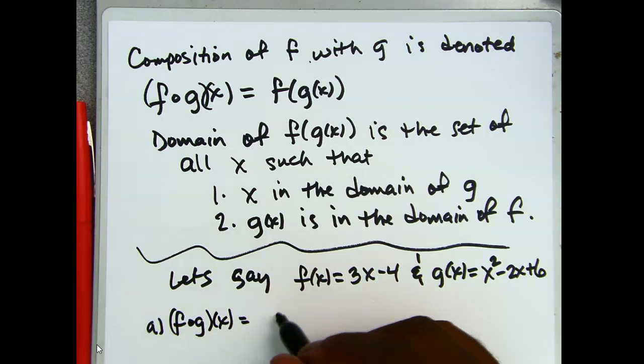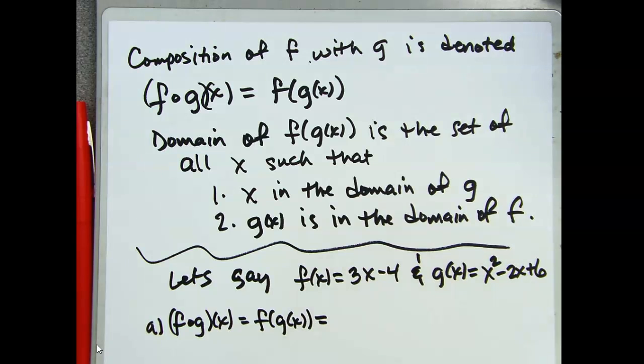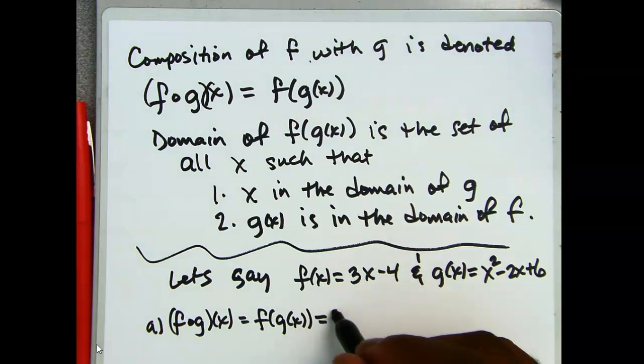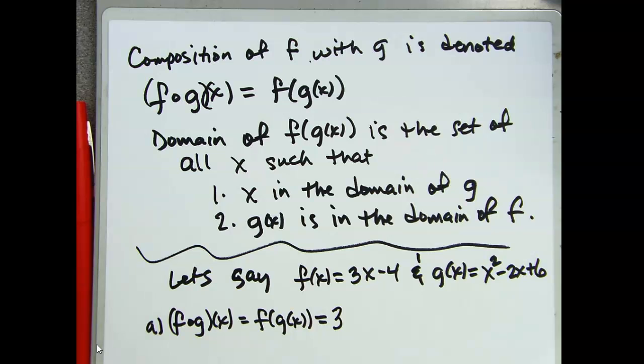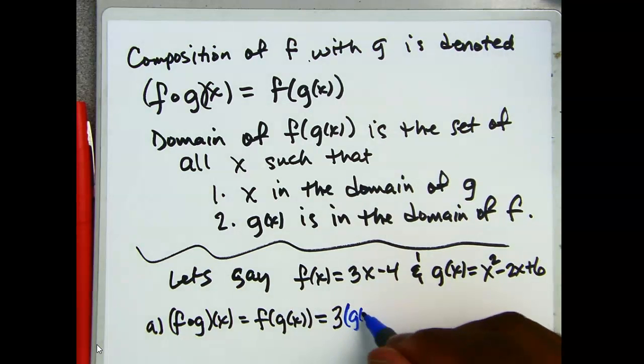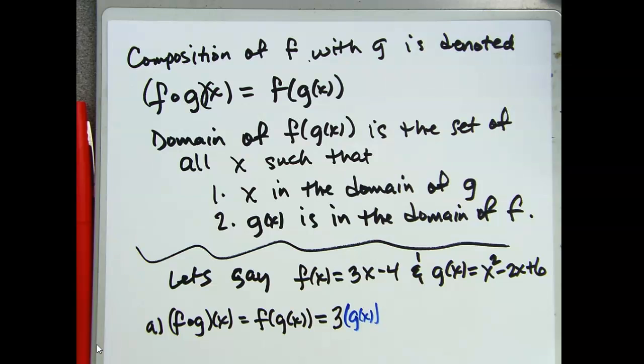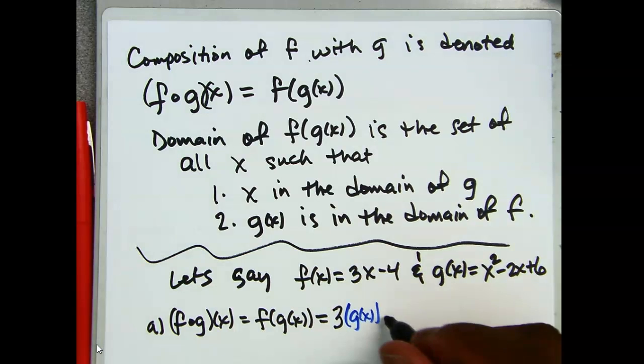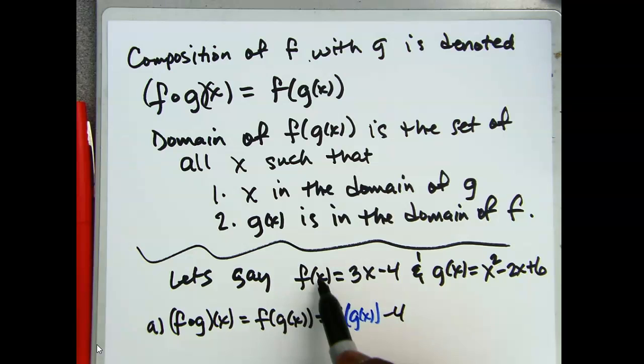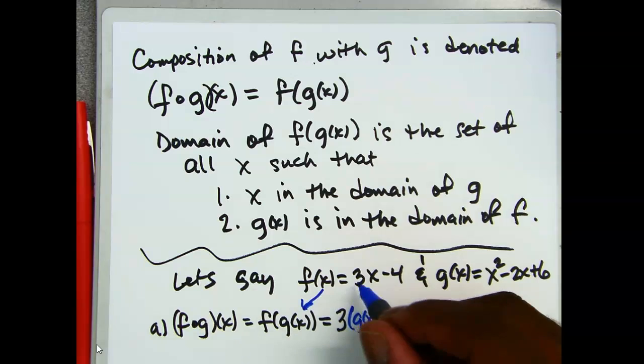In other words, f of g of x. Well, what we're going to do is take a look at the function f, and everywhere you have an x, you replace it with g of x. So that's going to be 3 times g of x, and then minus 4. So everywhere we had an x, we replaced that x with g of x, here and here.